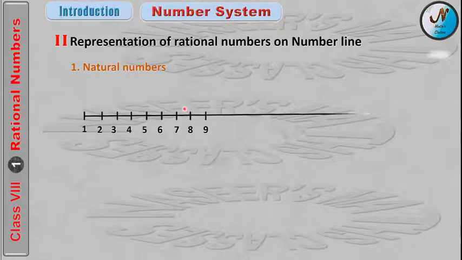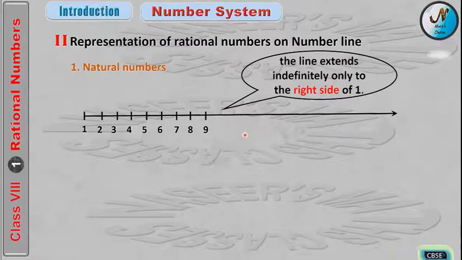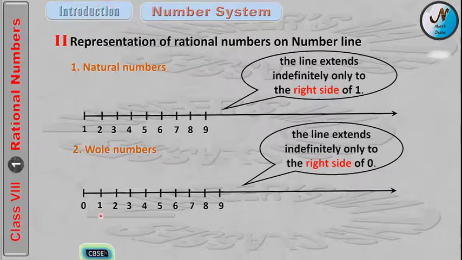So we can represent the natural numbers in the following way on the number line. Natural numbers start from 1 and they extend indefinitely only to the right side of 1. We have continuous numbers on the right hand side only. Next, whole numbers. We represent the whole numbers in the following way on the number line. Whole numbers start from 0. They extend indefinitely only on the right side of 0.